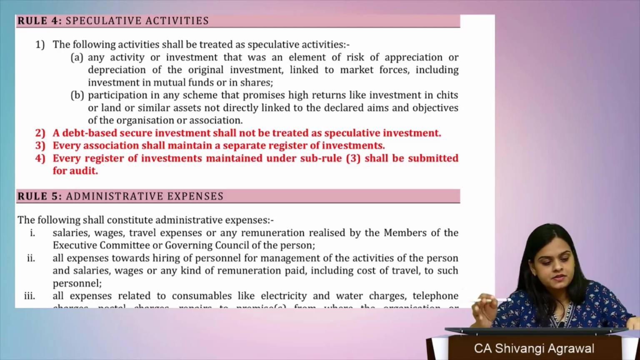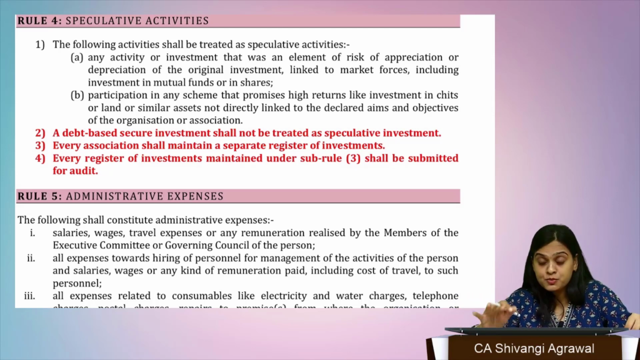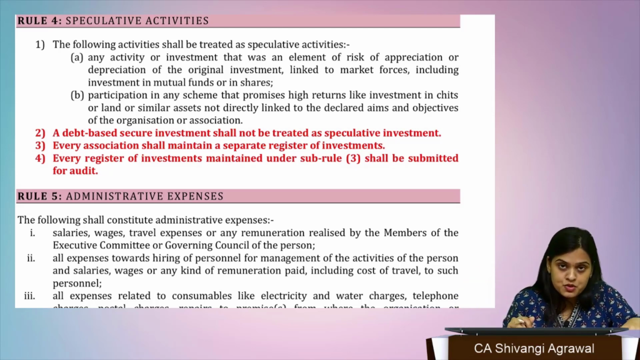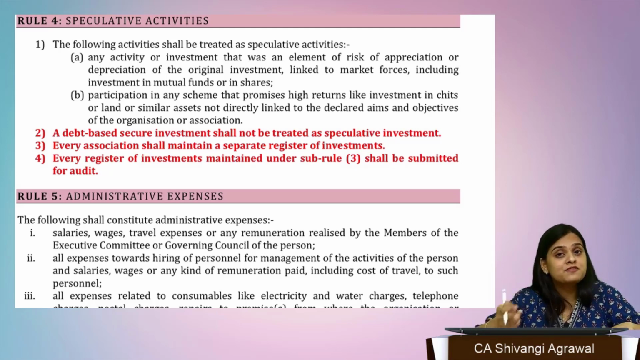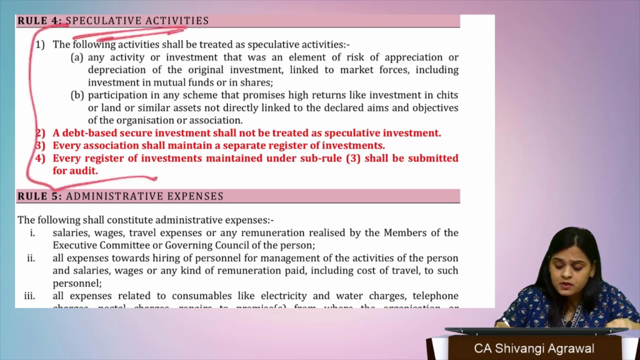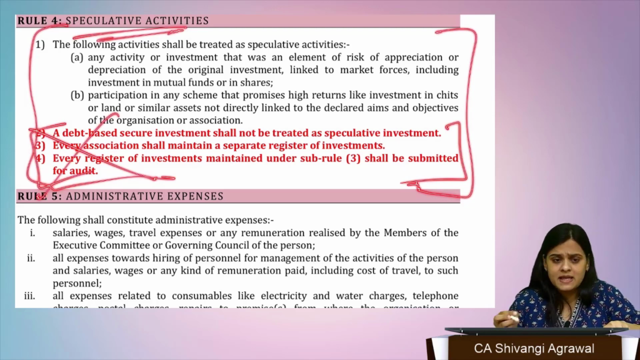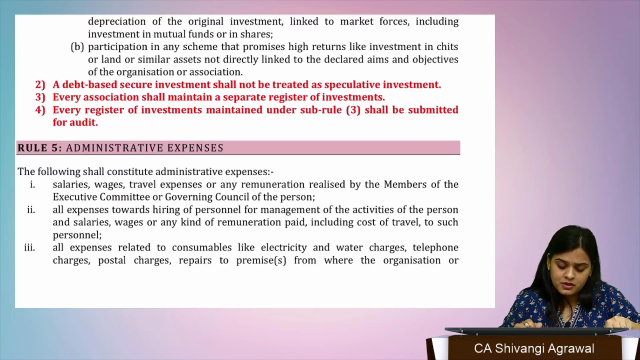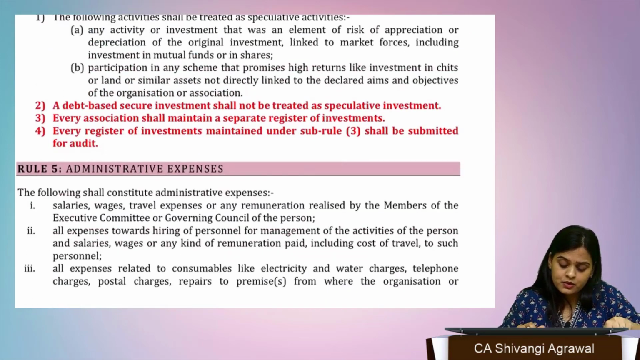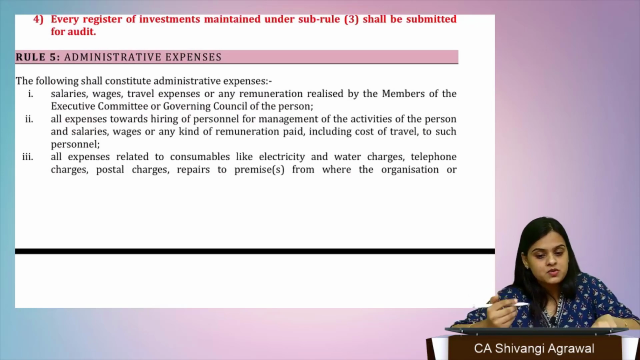Now, supposedly you are registered under section 12 and then you receive foreign contribution. Whatever foreign contribution you are receiving, you have to utilize it for the same purpose. You cannot utilize it for speculative activities. What is speculative activities? The meaning is given under Rule 4, and this also you don't need to check. It was the same thing, right? So I don't think you need to check or mark this. Now we come to administrative expenses.